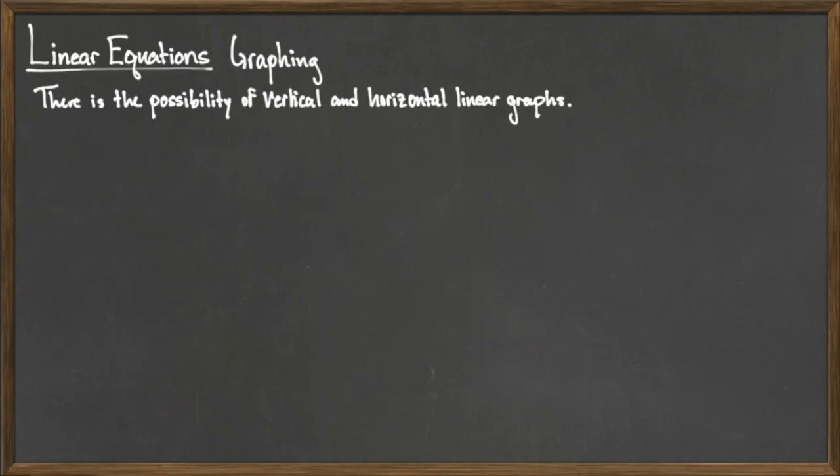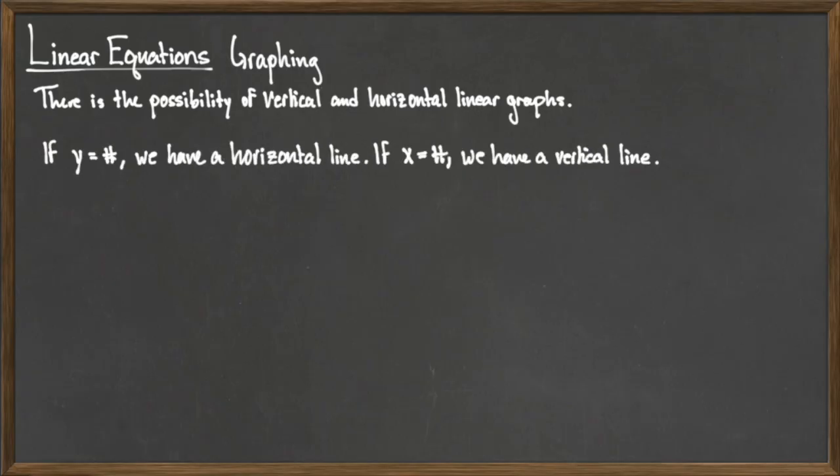So, there are possibilities of this. Basically, if our equation reduces to y equals some number with no x value, then I have a horizontal line at that y value. Likewise, if my linear equation reduces to x equals some number without a y value, then I have a vertical line at that x value.